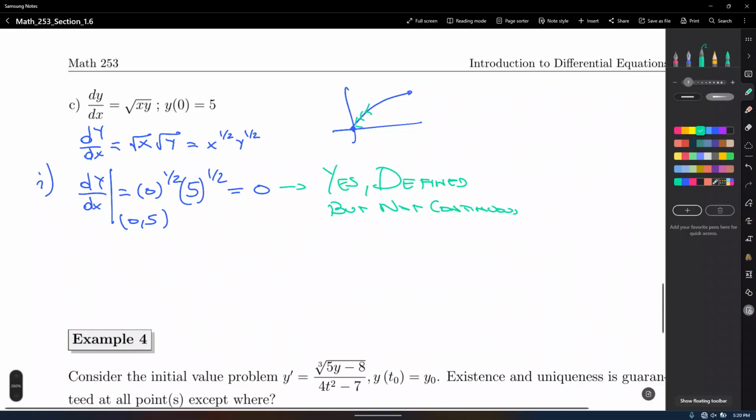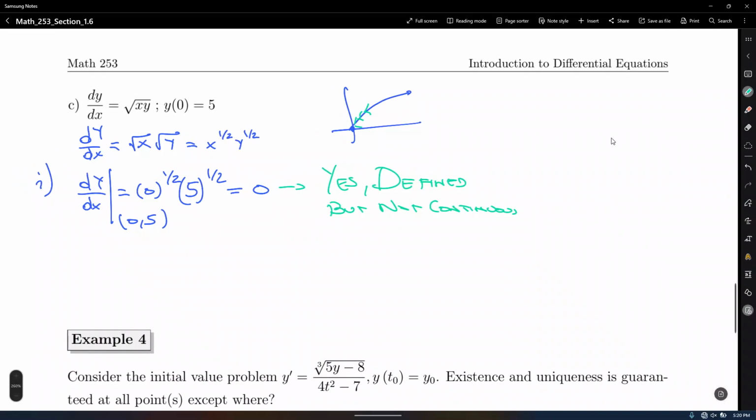And the definition of continuity is that the limit from the right equals the limit from the left. However, what do we have for the limit from the right? Well, 0. But the limit from the left does not exist because there's no graph from the left. So that's one of those tricky ones you might want to look for.